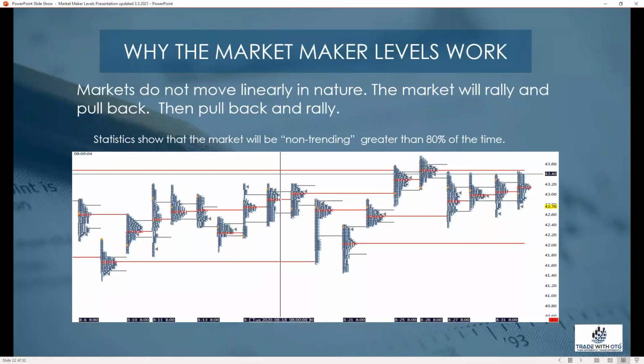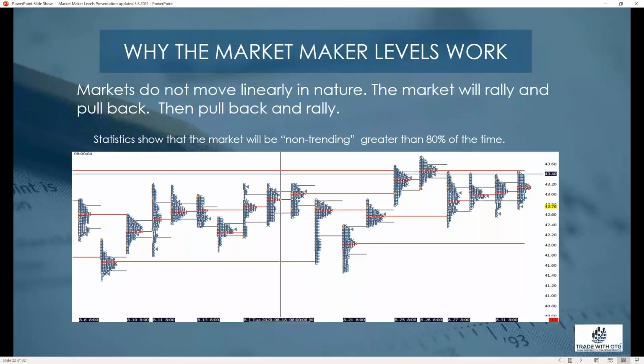I get that asked all of the time, right? Why do these levels work? Well, they work because, as you know, the market does not move linearly in nature. The market will rally, it will pull back, it will pull back, it will rally. It is inside of these rotations that measurements are created that then form the market maker levels.